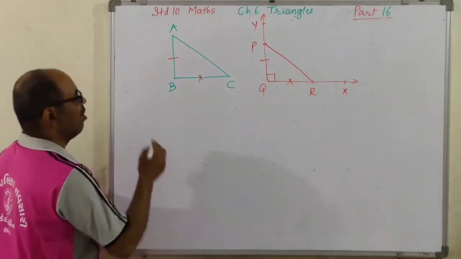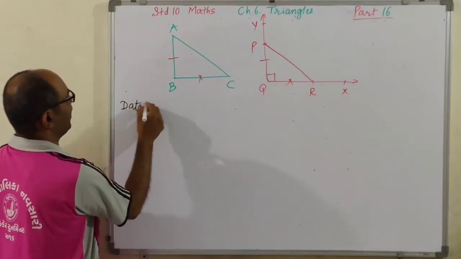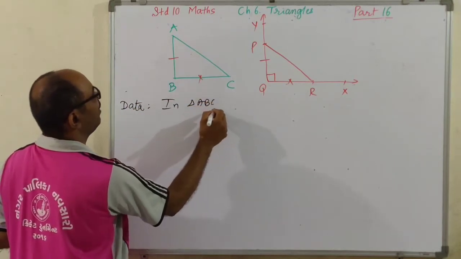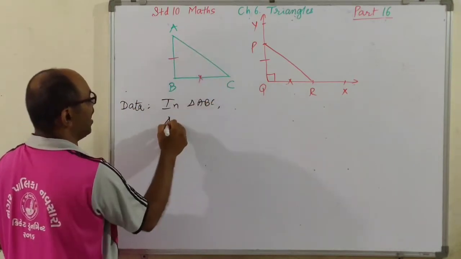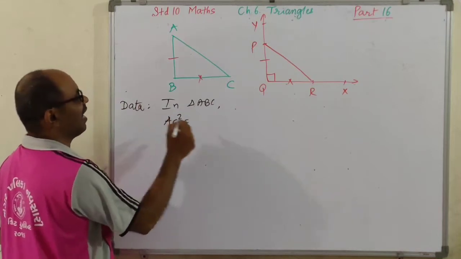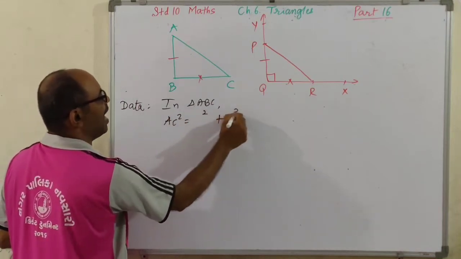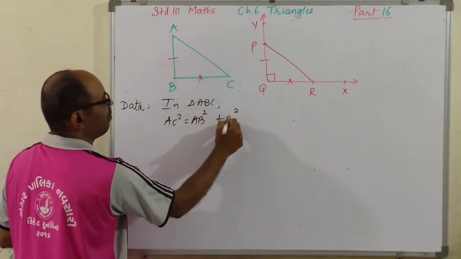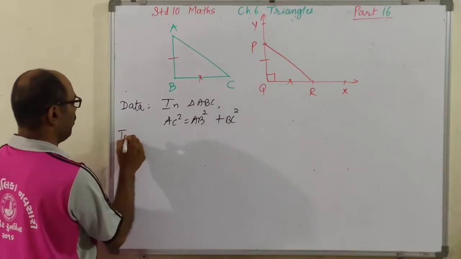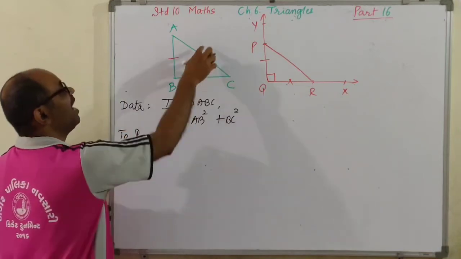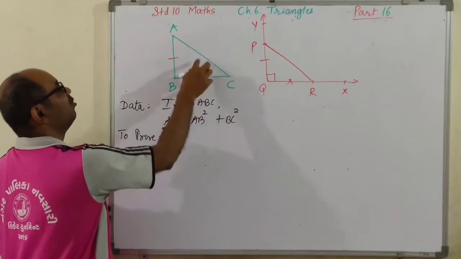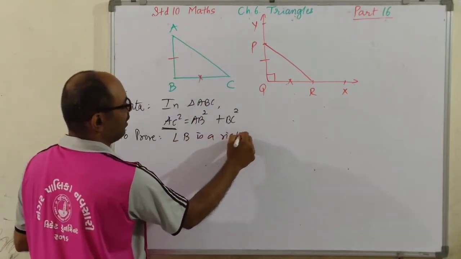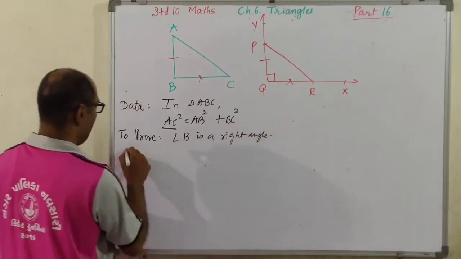All right? Now I'm writing the data. What is the data in green triangle ABC? AC square, the square of the length of one side, is equal to the sum of the squares of the lengths of the other two sides. The other two sides are AB and BC, so AB square plus BC square. To prove, what do you have to prove? That the angle opposite that one side, angle B, is a right angle. Proof.